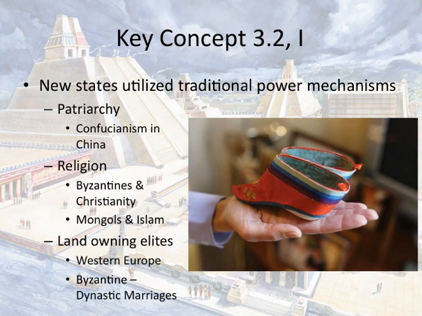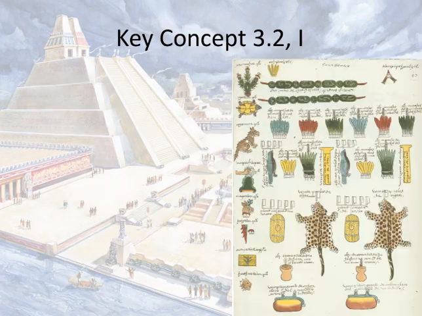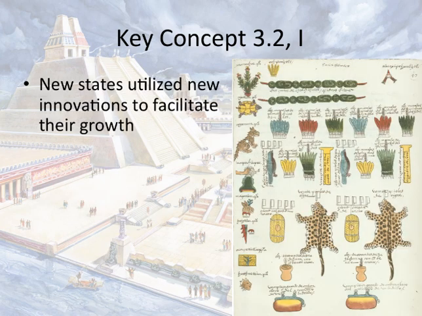during the time period. And then you also see landowning elites who have a lot of power and wield that power through economic and physical exertion in Western Europe and also in Eastern Europe. You see this with the Byzantines who start to engage in dynastic marriages in order to keep the royal family on the throne.